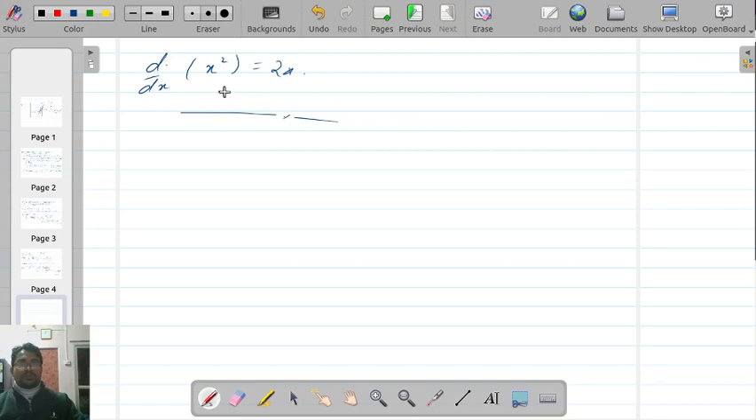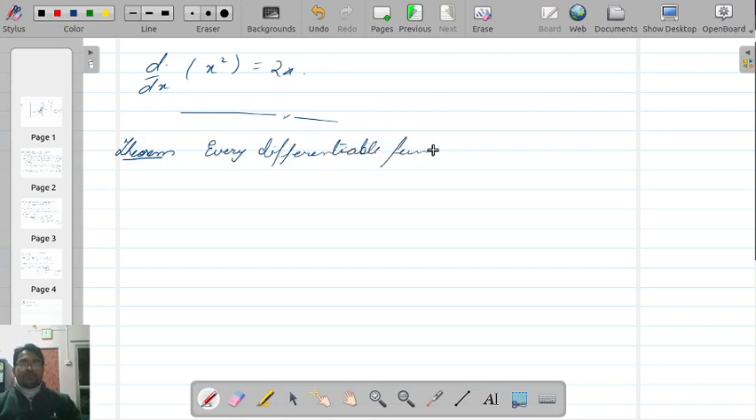Of course, you have done these things in your higher secondary classes as well. One important property that you have also learned in your higher secondary classes is this: every differentiable function is continuous, or differentiability implies continuity.